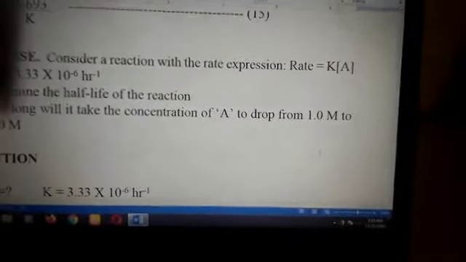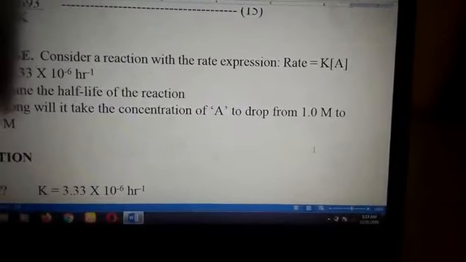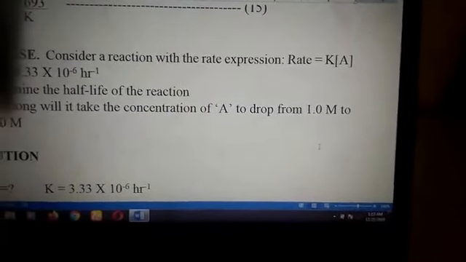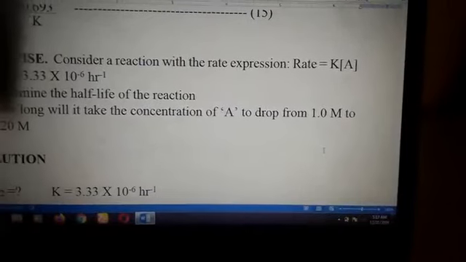How do you know it's first order? Look at the rate equation. Rate equals K[A]. The substance A is raised to power 1. So rate power 1 means it's a first order reaction.